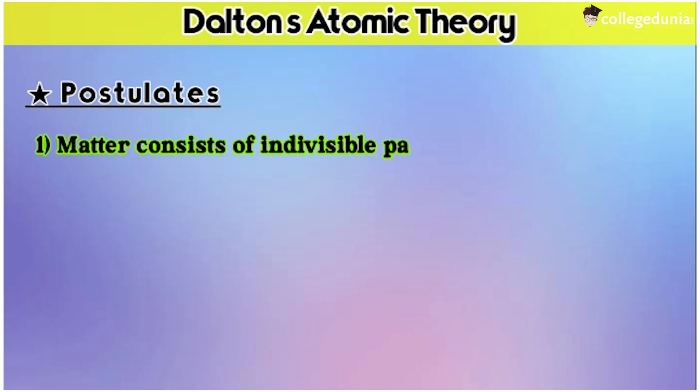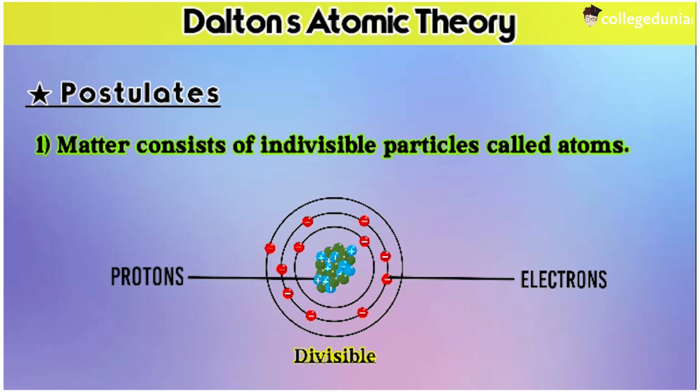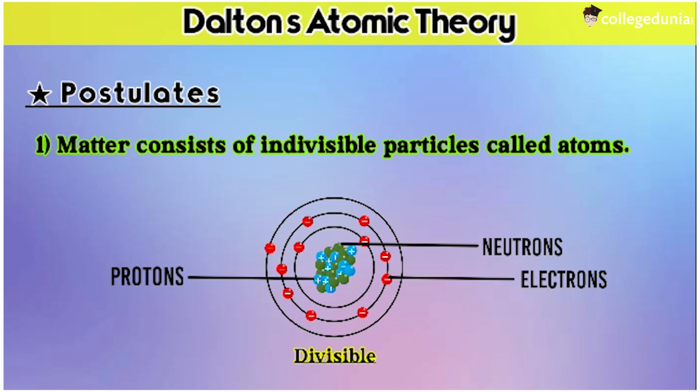So the first postulate is: matter consists of indivisible particles called atoms. Currently you already know that an atom is divisible, meaning it can be divided into three subatomic particles, which are electrons, protons and neutrons. But at that time, Dalton said that matter is made up of particles which cannot be divided. But later on, it was proved wrong. Therefore, it was a major drawback of Dalton's atomic theory. Although we will talk about its drawbacks also after completing all the postulates.